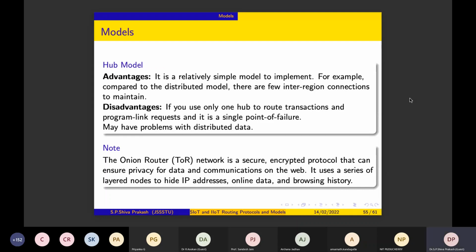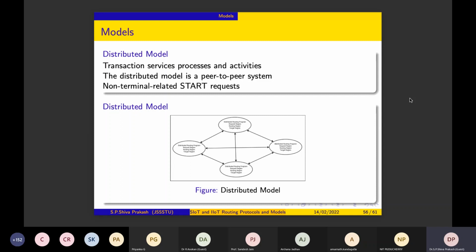It uses a series of layered nodes to hide IP address, online data, and browsing history. And the distributed model, where the transaction service processes and activities are distributed over a region. The distributed model is a peer-to-peer system. Each device, each peer, is distributed within a system based on the regions.